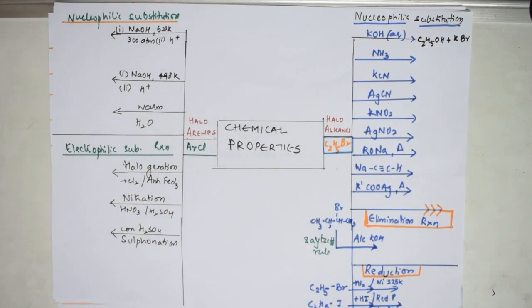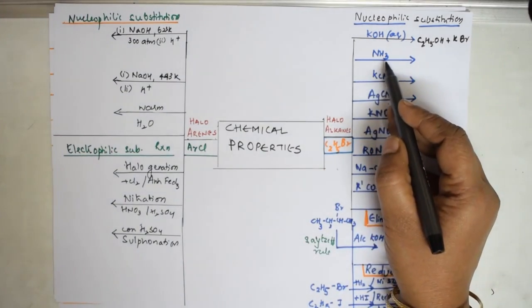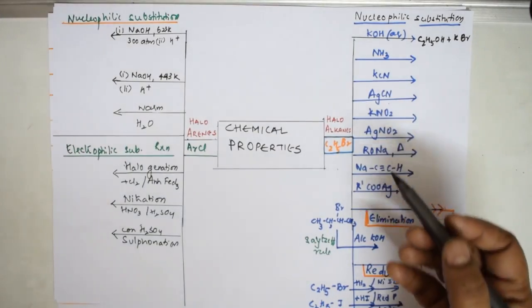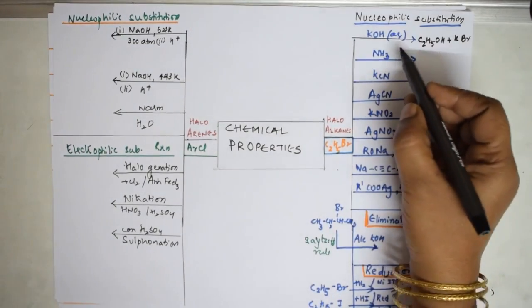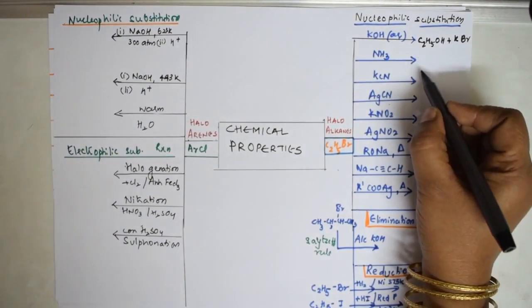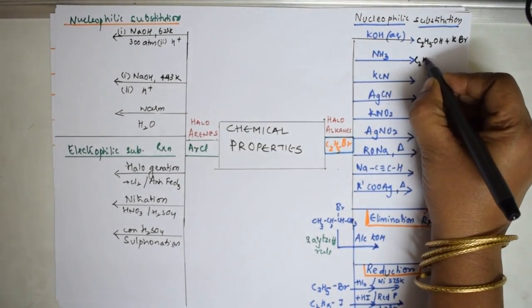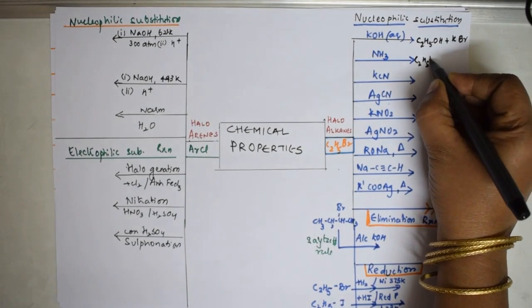Right. Next thing. Suppose if you see ammonia, this type of reaction is called Hoffman's ammonolysis. What is the reaction? Hoffman's ammonolysis. You will be getting different products. Let's see. Simple. You take C2H5, in the case of ammonia, NH2.